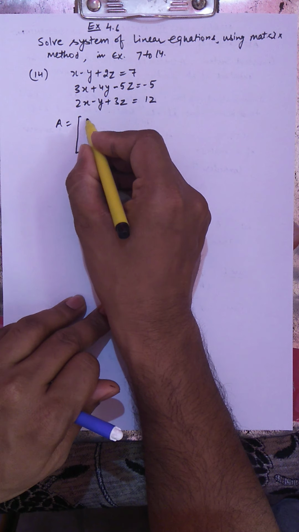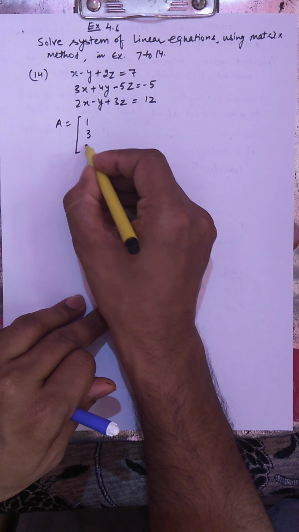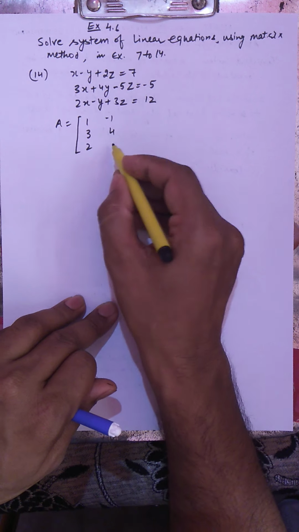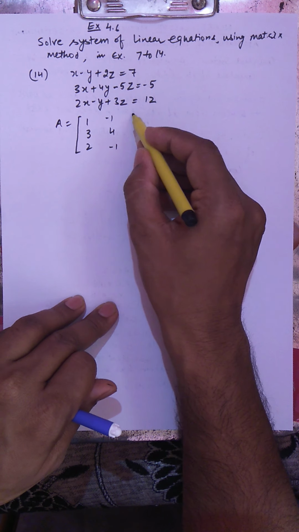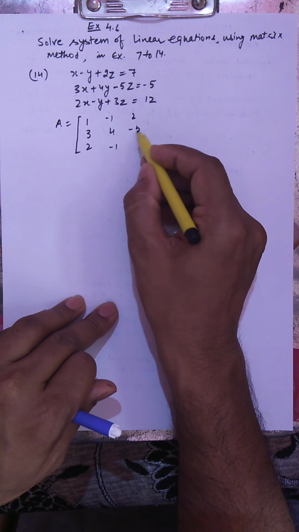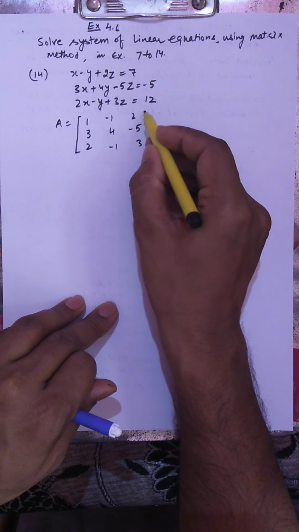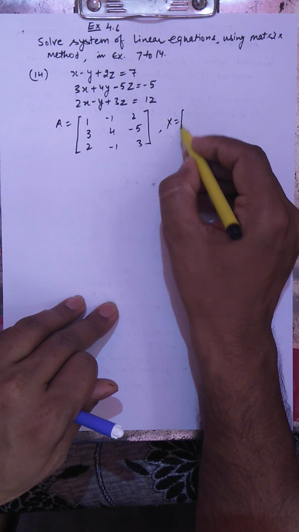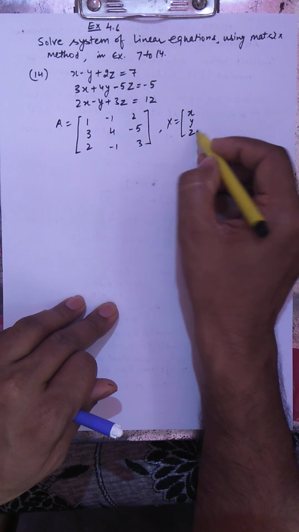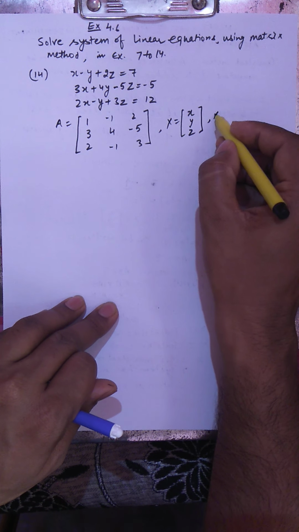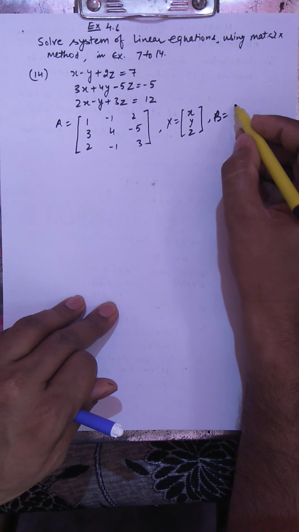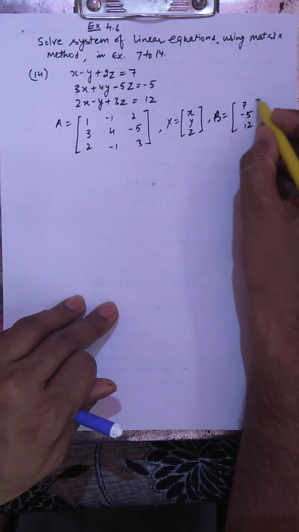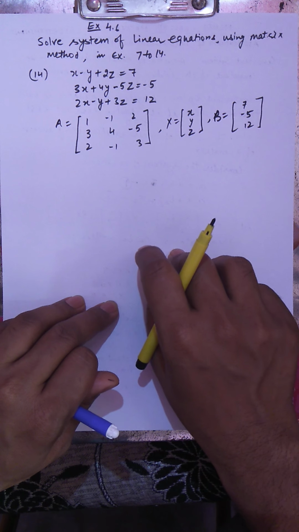So write A: this is 3, this is 2, this is minus 1, this is 4, and this is again minus 1, this is 2, this is minus 5, and this is 3. Then X will be x, y, z, as there are 3 variables, and capital B will be all these constants: 7, minus 5, and 12.